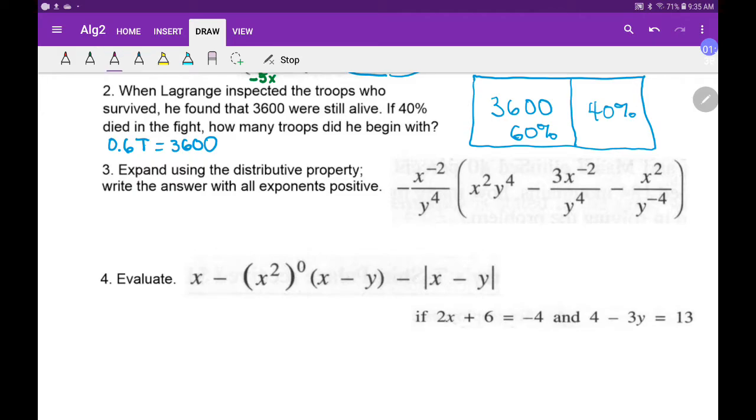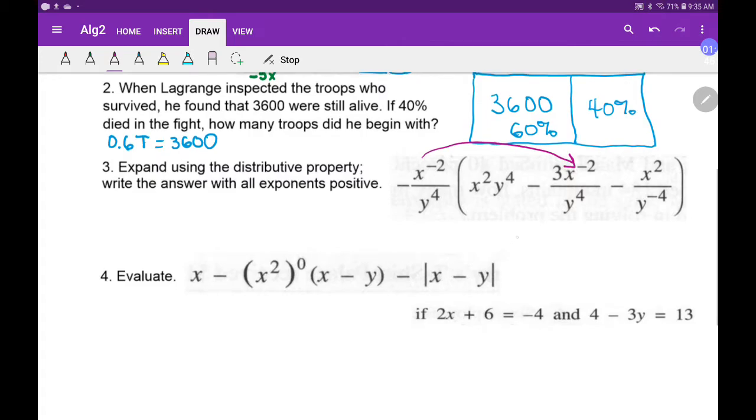Let's see here. We've got three things this time, so I guess I'll do the middle one. We'll say 3 x to the fourth, x to the negative fourth, because I add exponents, over y to the 8th, because I add exponents. And they're supposed to be positive, so that's going to become 3 over x to the 4th y to the 8th. Okay? And then you simplify the other two.